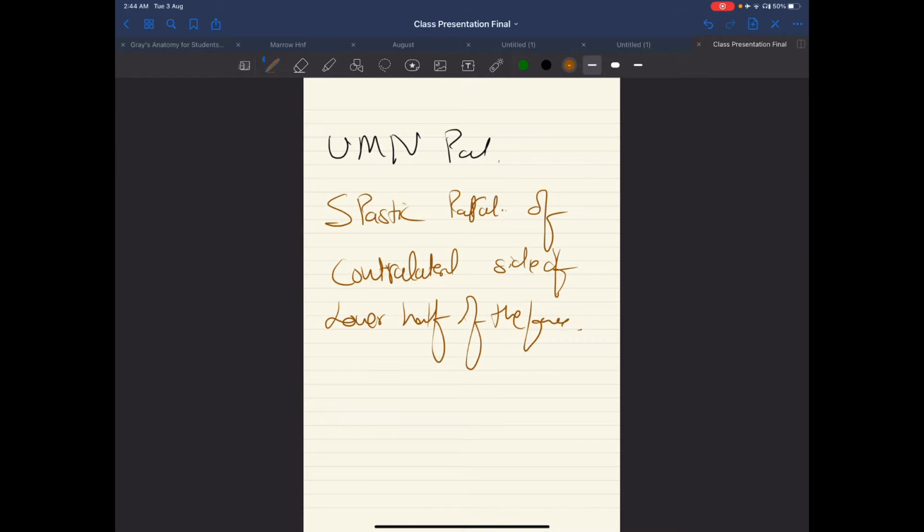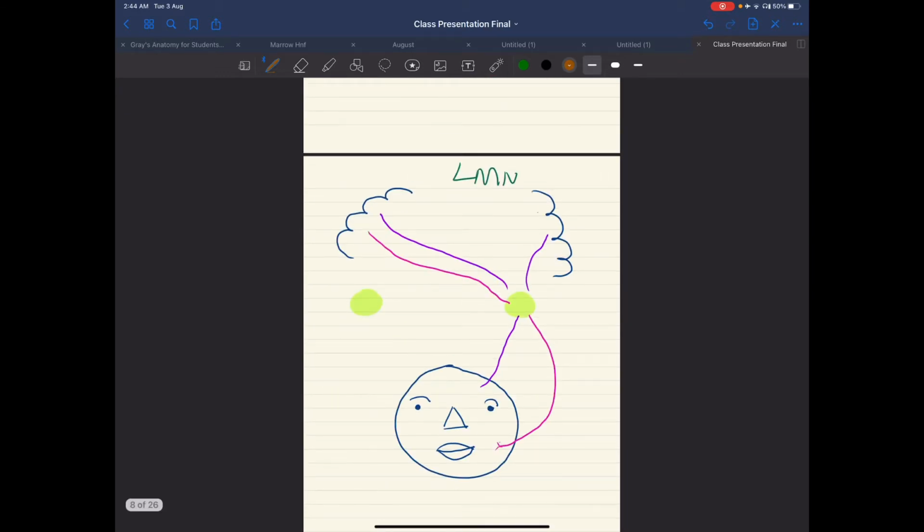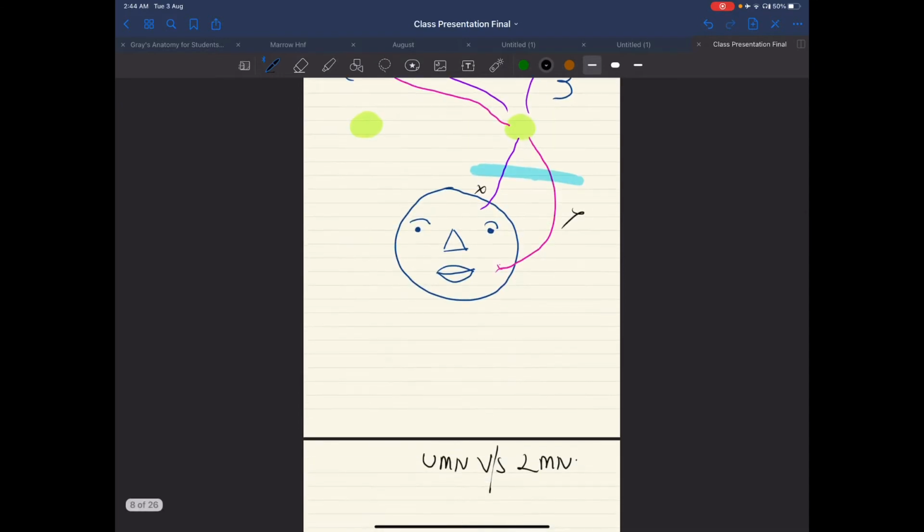Now let's talk about lower motor neuron lesion. So this is our face. If this is the lesion, it is very clean and clear cut that this is damaged, this is damaged. So whenever there is a lower motor neuron lesion, there is ipsilateral, that is the same side, facial muscle flaccid paralysis.